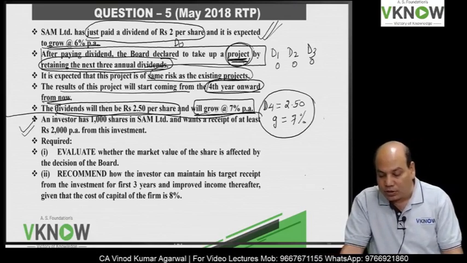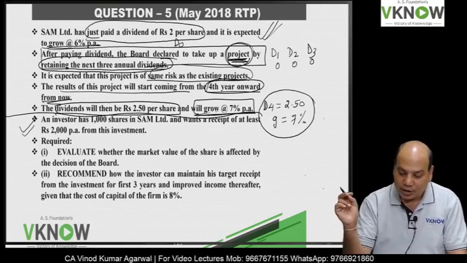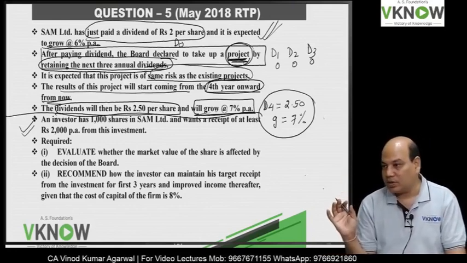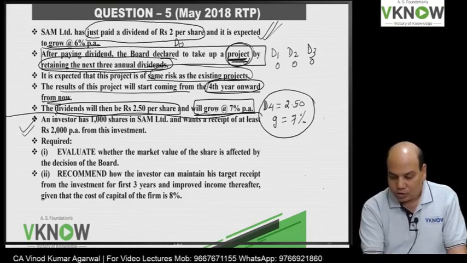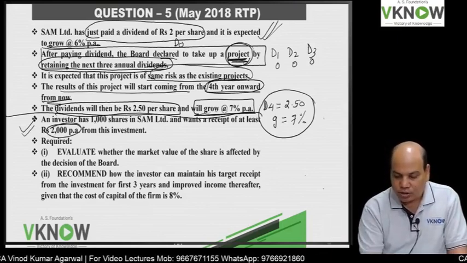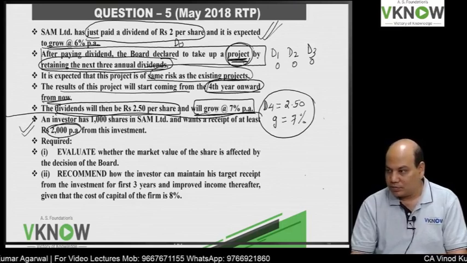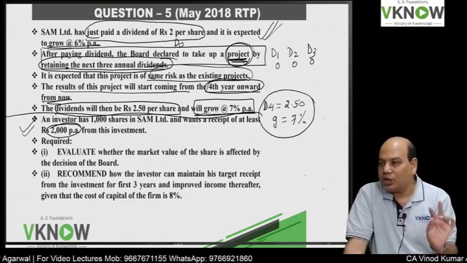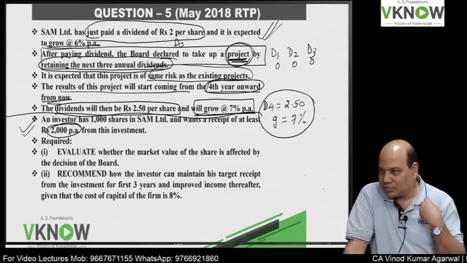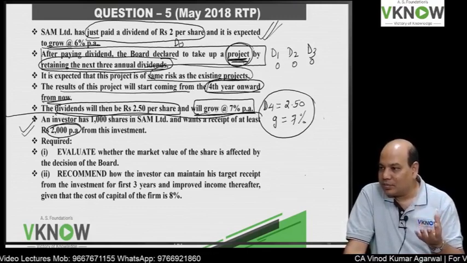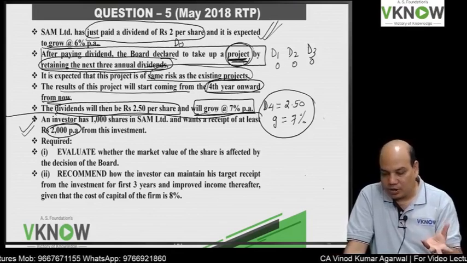An investor has 1000 shares in SAM Limited and wants a receipt of at least rupees 2000 from this investment. So you have made an investment in SAM and you want that every year you should earn at least 2000 rupees. You can earn 2000 in 2 ways. One, dividend. Second, by selling the share. Am I right?